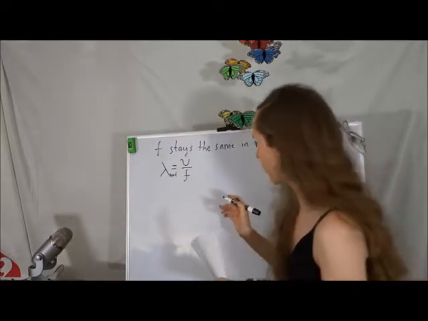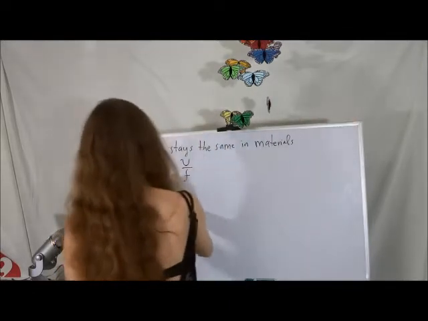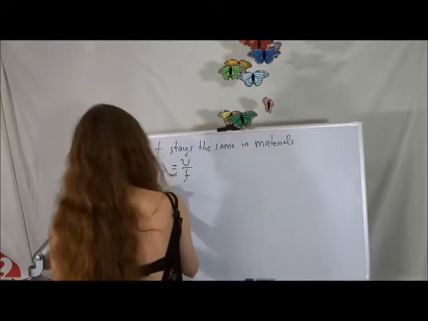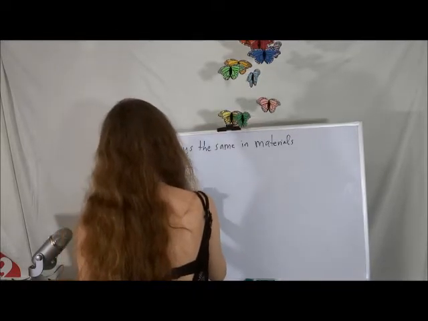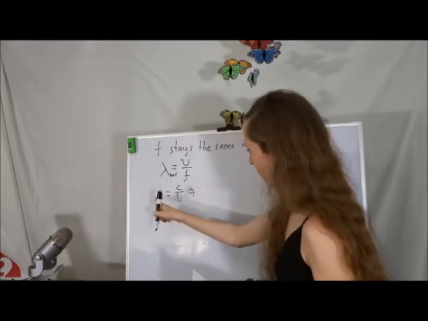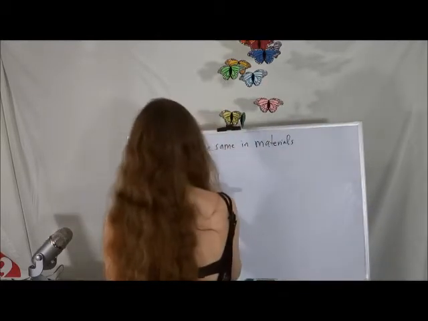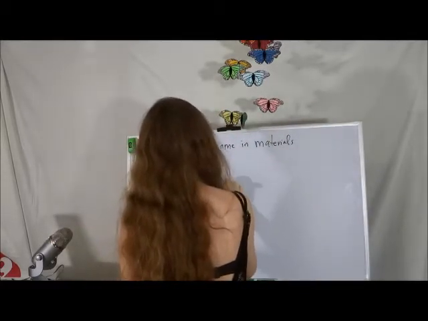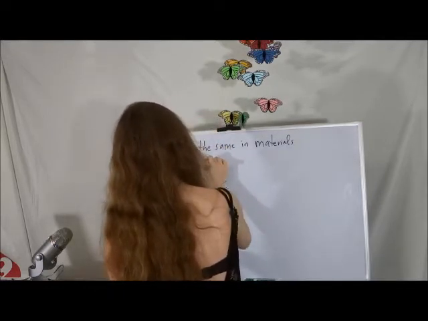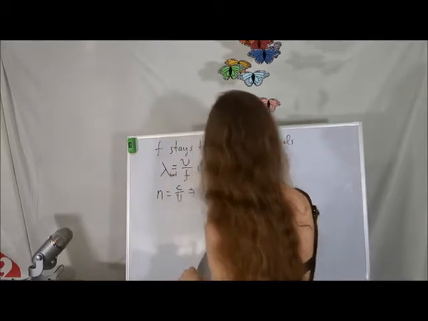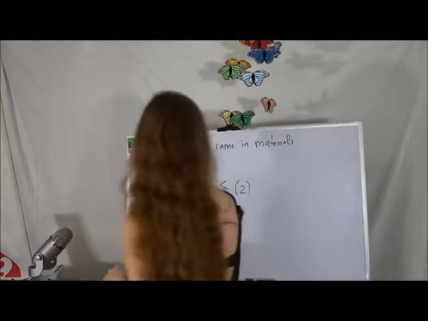Now recall that we have n is equal to c over v from earlier. So I'm just going to solve this equation out for v. So I'm going to multiply both sides by v and divide by n. We're going to get that v is equal to c over n. So let's call this equation 1 and this one equation 2. I'm just going to take this right here and substitute it into equation 1. So we're going to sub 2 into 1.